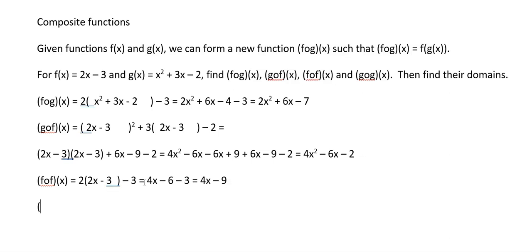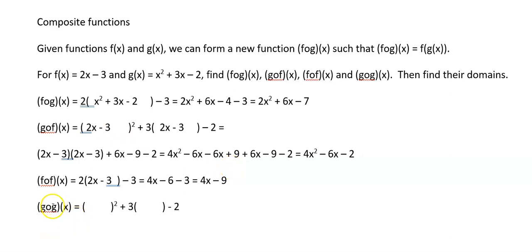All right, now let's do the last one of these, g composed with g. Now let's notice g is first in the notation, so we are going to put parentheses into the x's in g. So we will have parentheses squared, and then we will have plus 3 times parentheses, and then the minus 2.